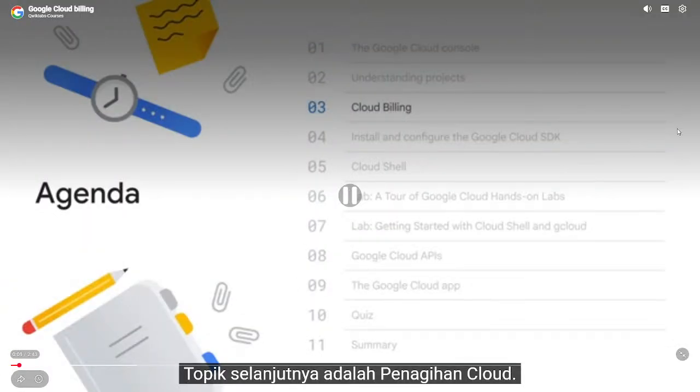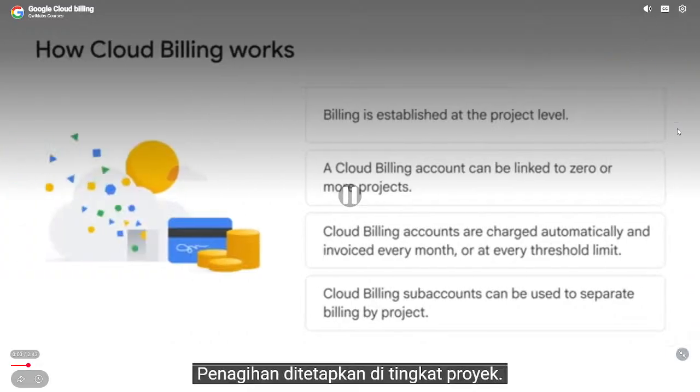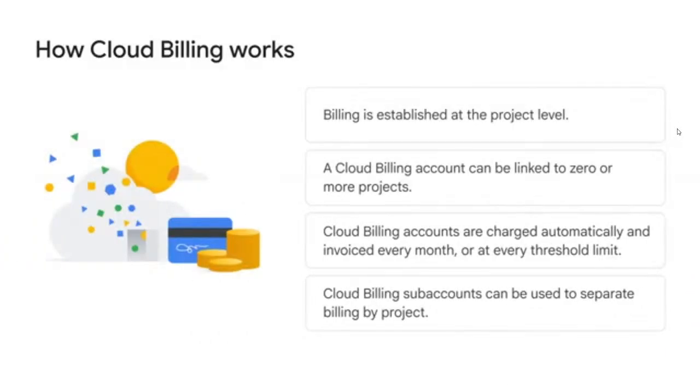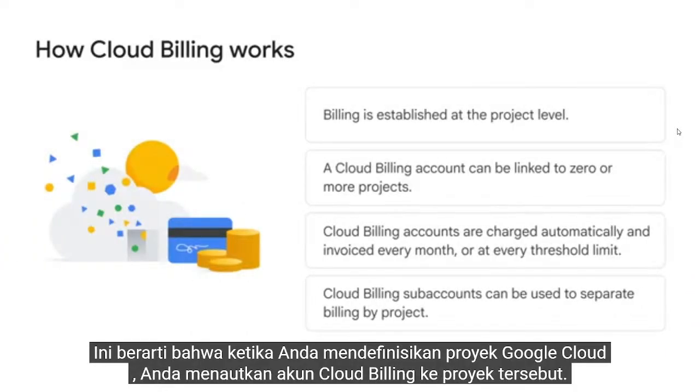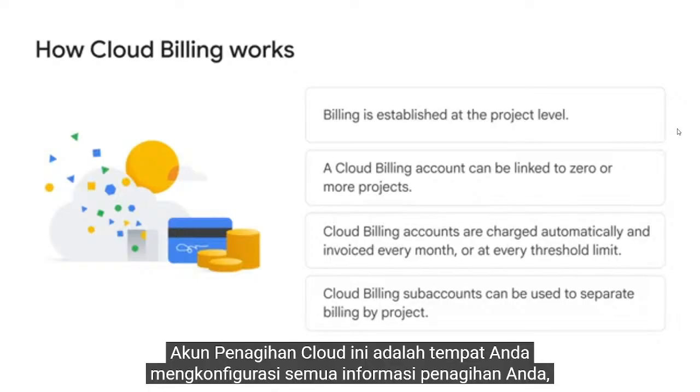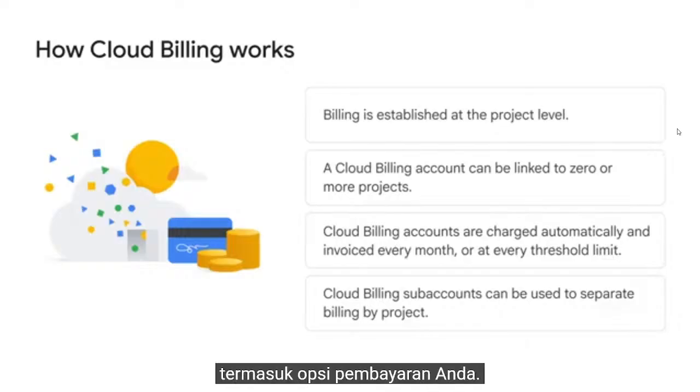The next topic is cloud billing. Billing is established at the project level. This means that when you define a Google Cloud project, you link a cloud billing account to it. This cloud billing account is where you will configure all your billing information, including your payment option.